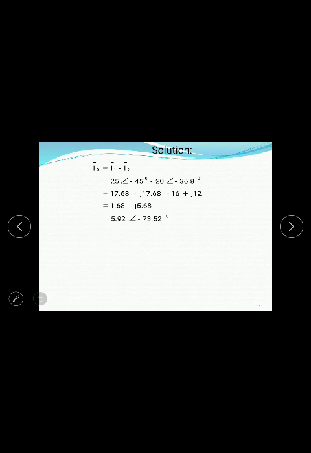So here, 25 angle of minus 45 degrees minus 20 angle of minus 36.8 degrees. So here 17.68 minus j 17.68 minus 16 plus j12, which gives 1.68 minus j 5.68. That is equal, in polar form, to 5.92 angle of minus 73.52 degrees.